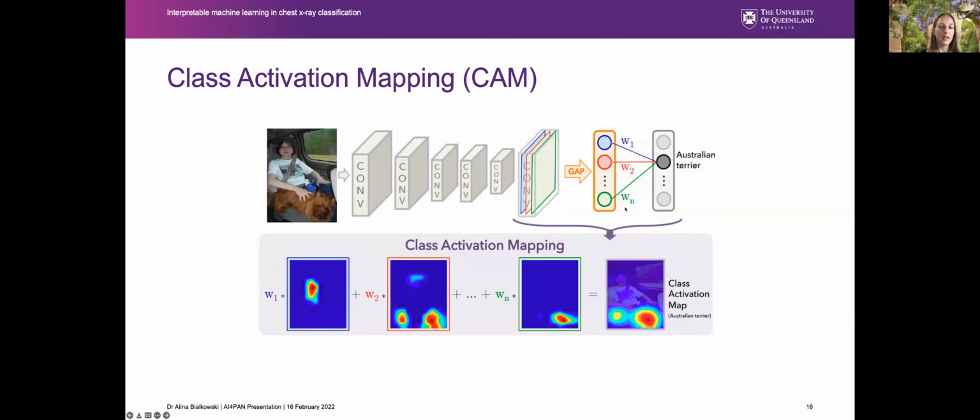What we can see from that is that because it maintains the spatial information, we can then look at these weights and then weight the maps themselves, sum them together, and it produces this class activation map. And in this case, it's looking at an Australian Terrier, and it is nicely highlighting that the input regions which correspond to the dog are being highlighted in this class activation map.